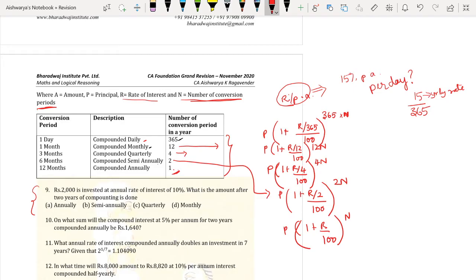And in the same way, N is given here as 1 year. 1 year means 365 into 1. And if you're calculating the same thing for 2 years, 365 into 2. That many number of days we are compounding. Compounding means at the end of the day, we are calculating the interest. Then the next day, the opening balance becomes the closing balance of the previous day. This is your daily compounding. Are we clear?